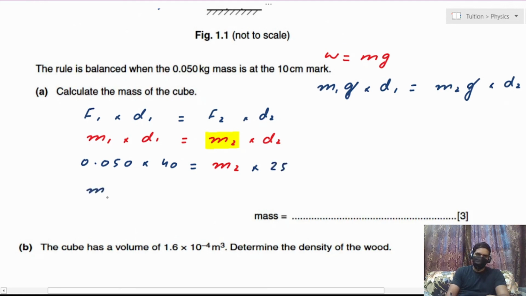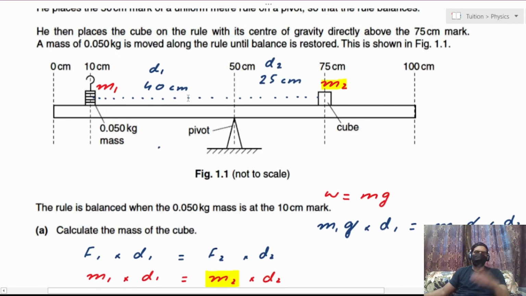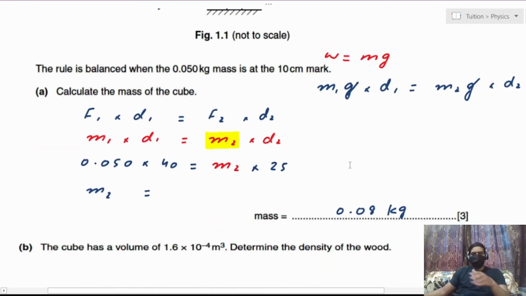Now let's directly hit it on the calculator. 0.050 times 40 divided by 25, we get 0.08 kilograms. All right, because the other mass was given in kilograms, and in the answer we don't have to use the distance, so the units of distance automatically cancelled out, so you don't need to actually convert into meters. But even if you do so, that won't make any difference.